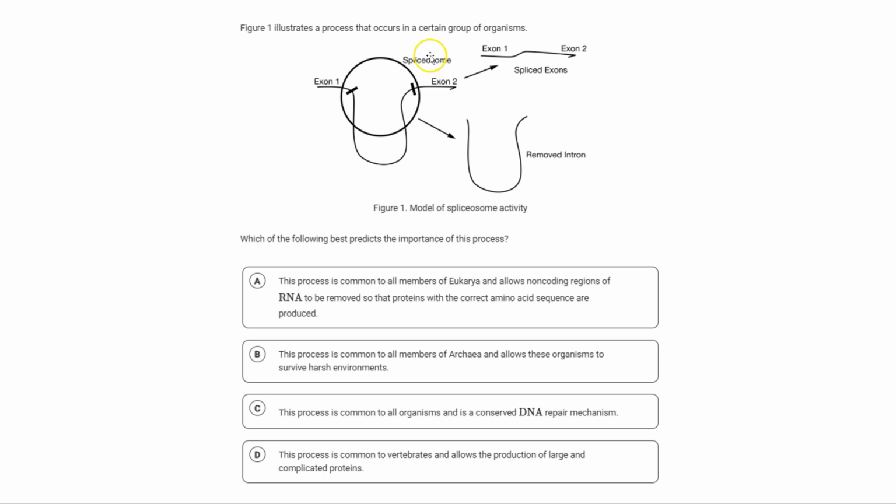Here's a spliceosome, removing this intron right here, exon 1, exon 2. We keep the exons. Which of the following best predicts the importance of this process? For time in making the video, go ahead and pause. Think about the answers. All right, hopefully you answered it. You've got to think about these, so don't just rush to the answer. But the answer is A. Let me see if I can write on this. The answer is A. Nice. All right, not a very good drawing, but nonetheless.